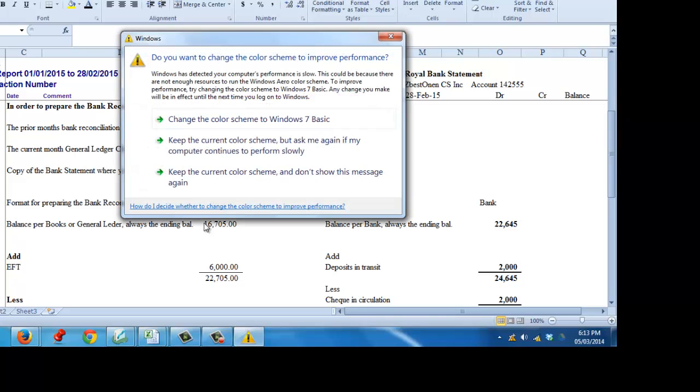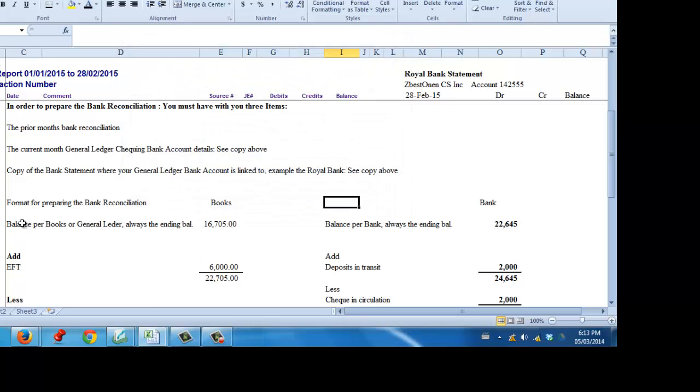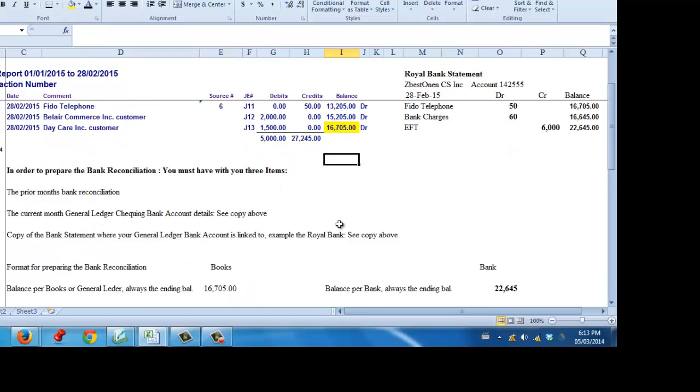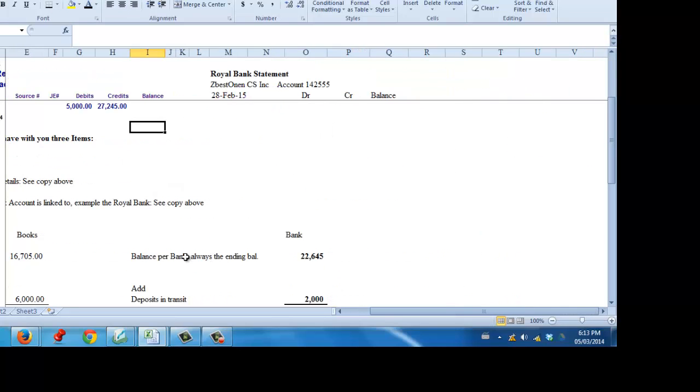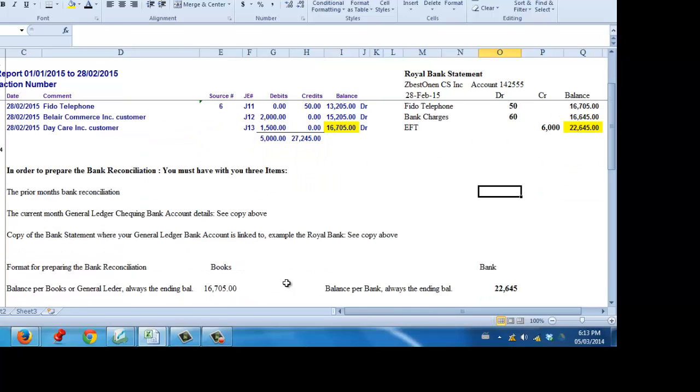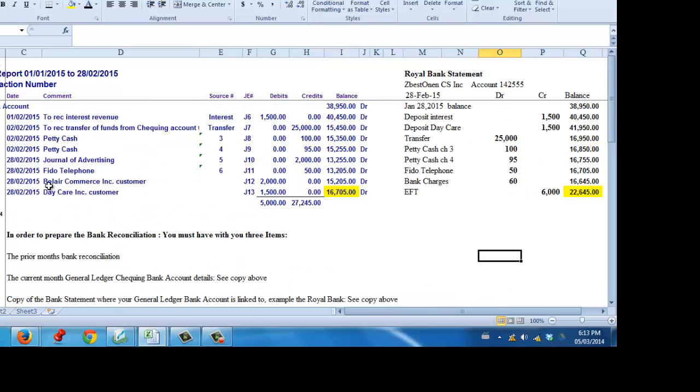The very first thing that we do is the following. What is the ending balance per books? Well, the ending balance is $16,705. I'm going to highlight it for you. Then the next item, what is the ending balance per bank? The ending balance is $22,645. I'm going to highlight that for you. Remember, we mentioned in the e-text that whenever an event happens in both cases, and they're exactly the same, there's nothing to do. No reconciling item.